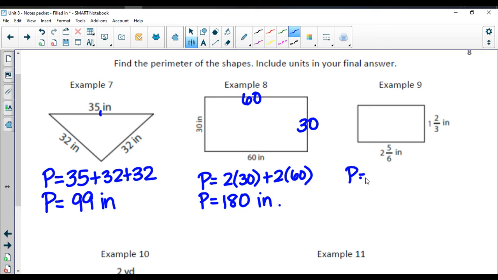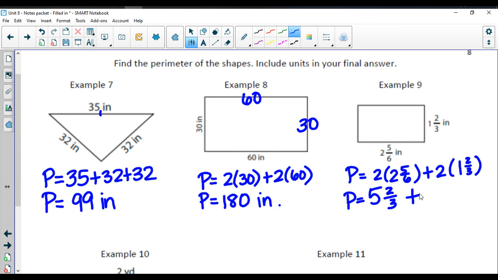For example, number 9, again, you can use that little shortcut, 2 times 2 and 5/6, plus 2 times 1 and 2/3, and you are able to use your calculator here if you would like to. So 2 times 2 and 5/6, I'm going to break this down. We get 5 2/3. And 2 times 1 2/3 is going to give us 3 1/3. So if I add those two together, I'm going to end up with a total of 9 inches.